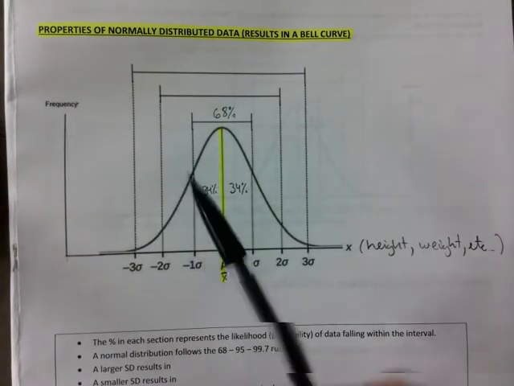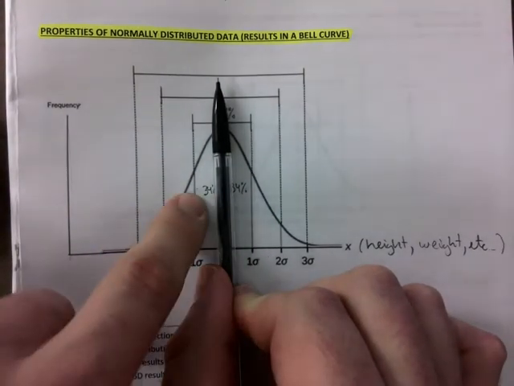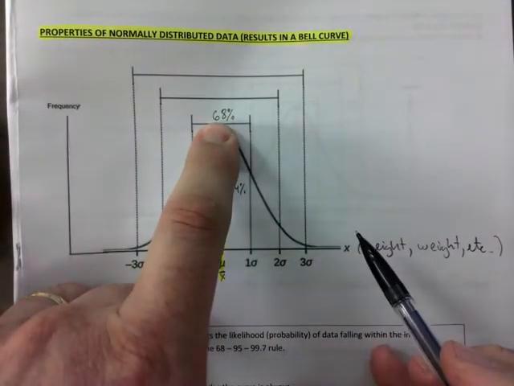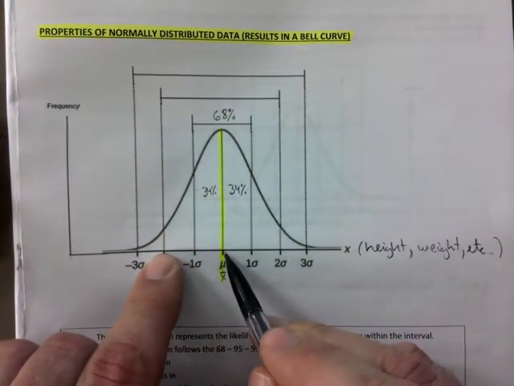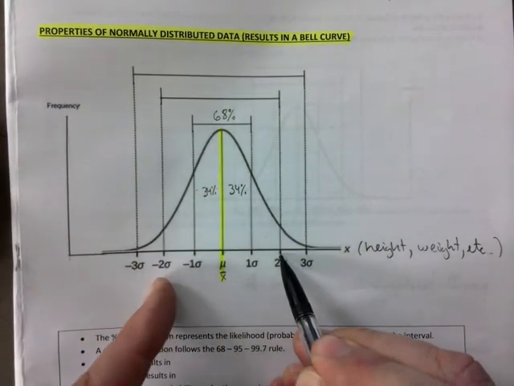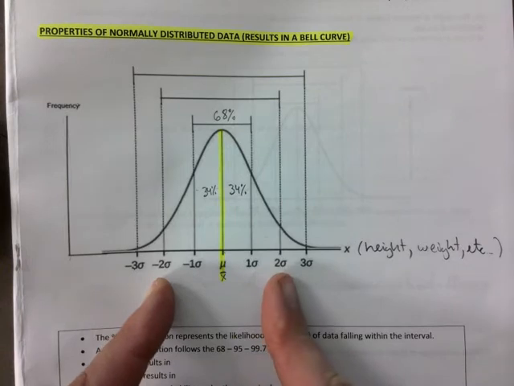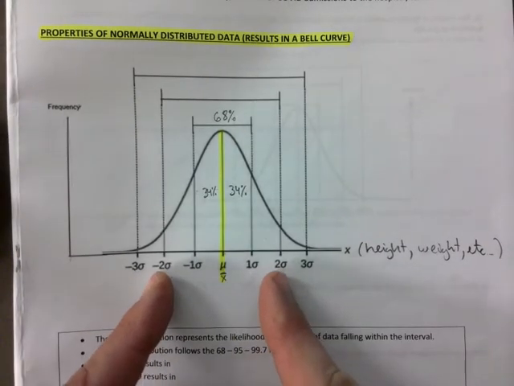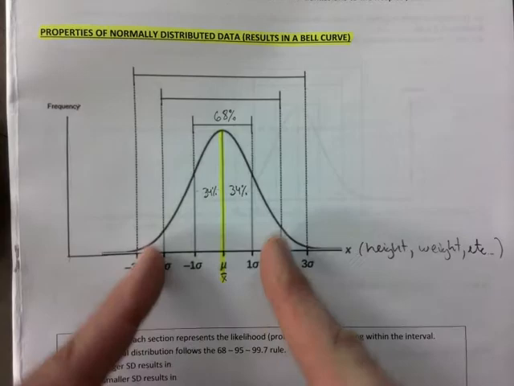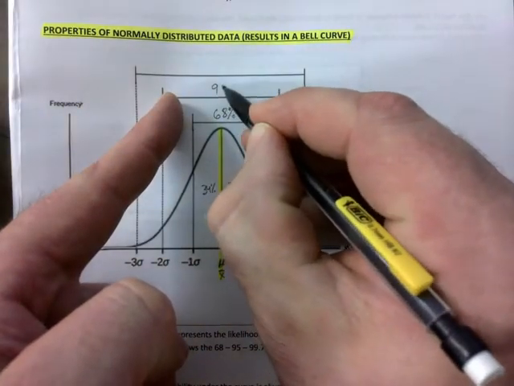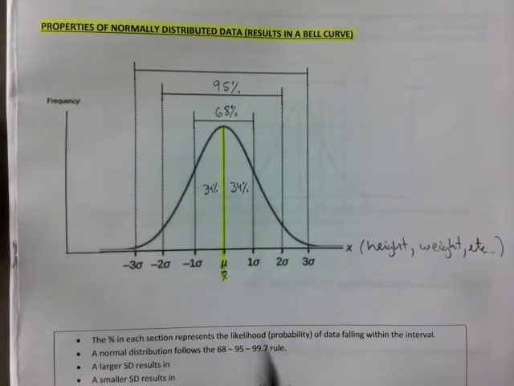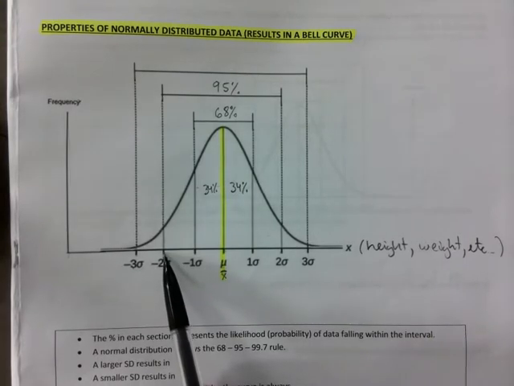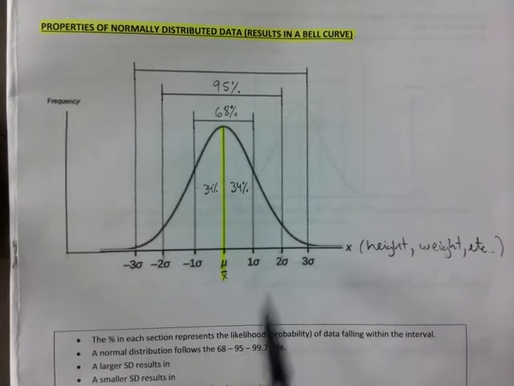So if the average is your middle, 34 to either side adds up to 68. If you went two standard deviations, so if you considered where my left finger is and where my right finger is, from negative 2 standard deviations to positive 2 standard deviations, that would add up to a 95% chance that someone would have, let's talk about height, a height between here and there.